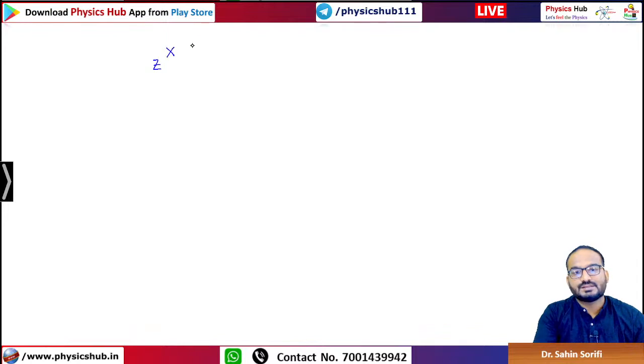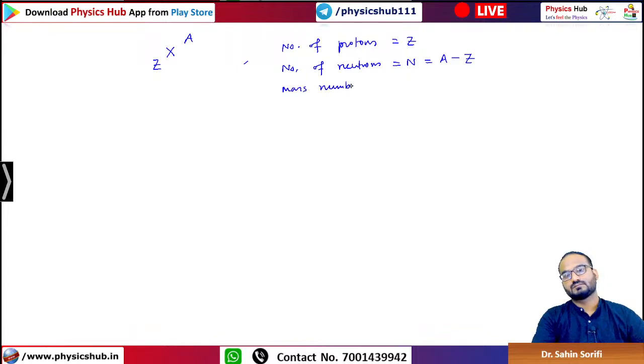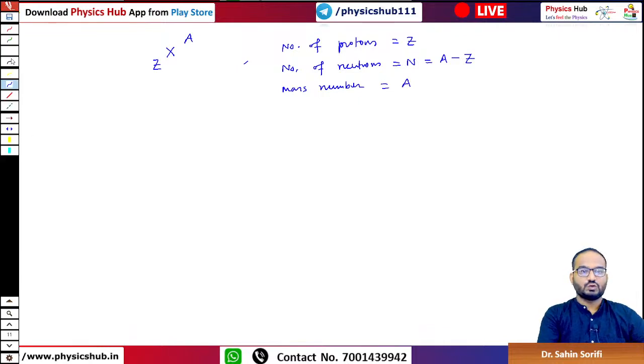For the nucleus notation with Z, X, A: the number of protons is equal to Z, and the number of neutrons equals N, which is equal to A minus Z. Okay. The mass number is equal to A.